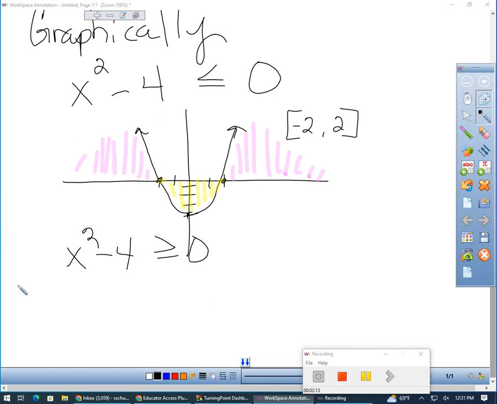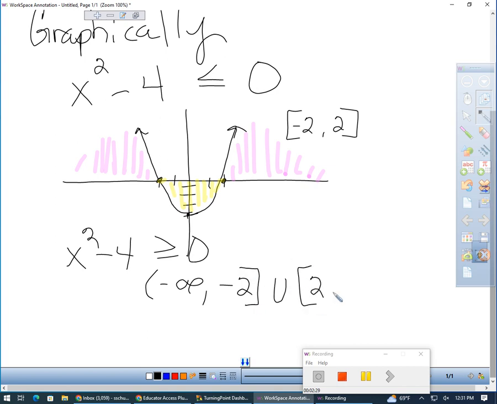Graphically. So if I were to write the interval where it's greater than 0, it would be from negative infinity to negative 2. And again, because it's got the equals underneath here, I'm going to make it a bracket. Put a union in the middle, a bracket, 2 to infinity. So when you're looking at it graphically, it's where it's below the x-axis or where it's above the x-axis. Okay? Do I need to clarify that? Does that make sense, right?